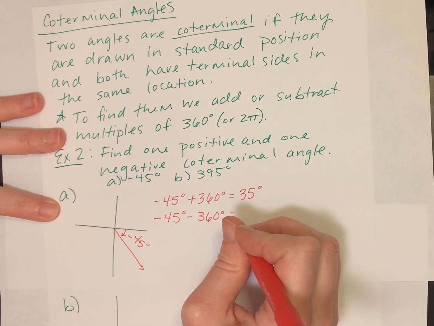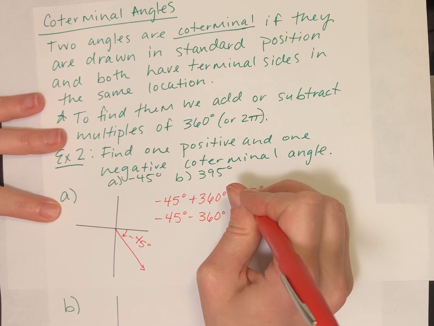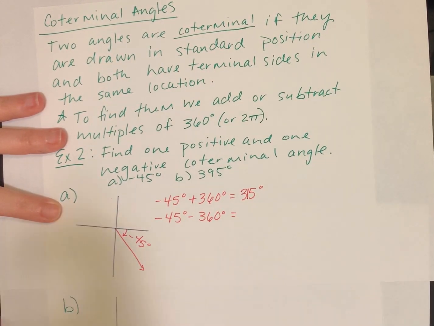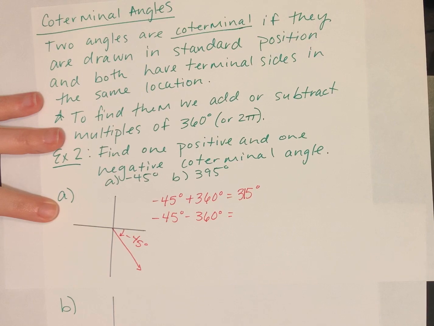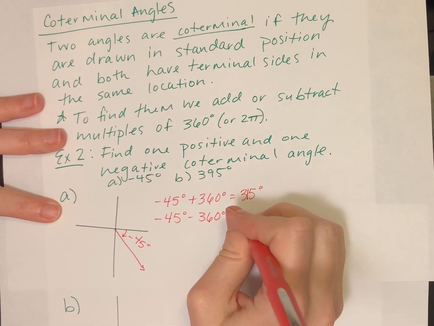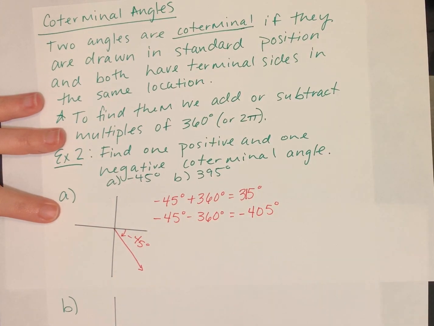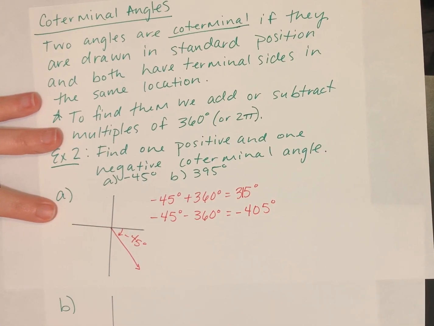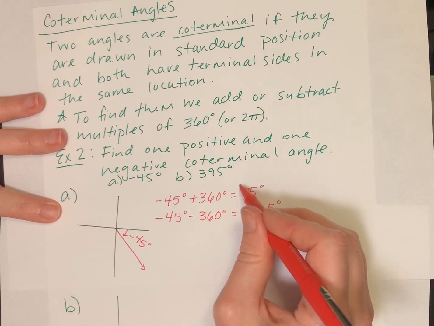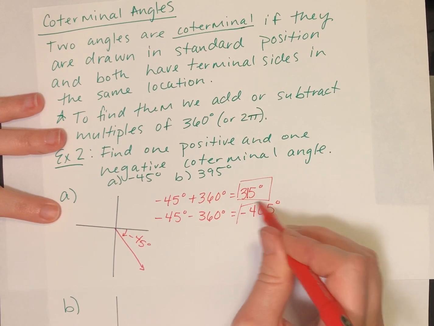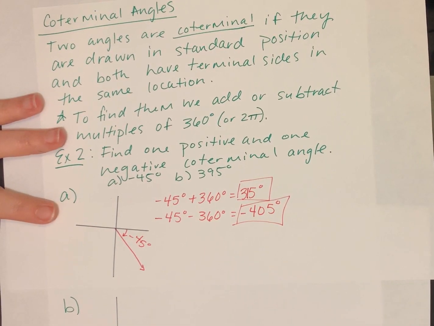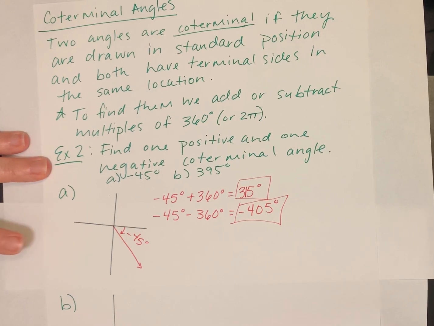which is, oh, I missed this. This is 315. I don't know why I put 35. Sorry. This would be negative 405 degrees. And we're done. Here's one positive and one negative coterminal angle with negative 45 degrees.